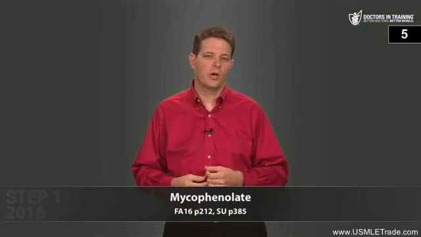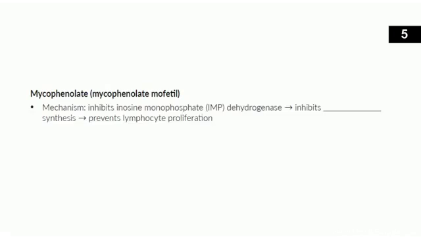Another immunosuppressant you should know is mycophenolate. Take a look in your study guide. Mycophenolate works by inhibiting inosine monophosphate dehydrogenase, and as a result, it prevents the synthesis of the nucleoside guanine. So inosine monophosphate dehydrogenase is essential in the production of guanine. If you inhibit that, you can't make guanine, and obviously you can't have cell replication.